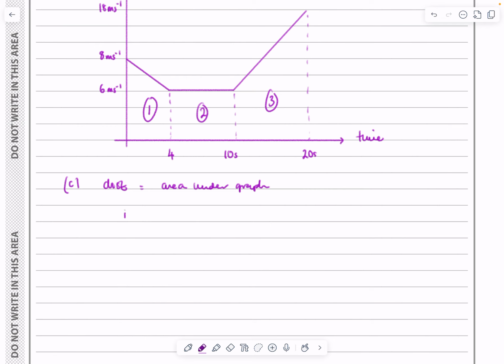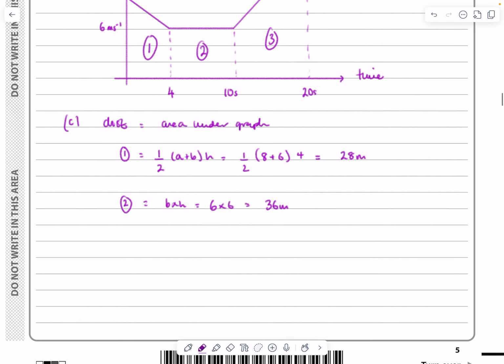So area 1 is going to be just half a plus b times h. We've got half, one length is going to be 8, one length is going to be 6, and the width of that is 4. Whatever that works out to be, that works out to be 28 metres. Area 2 is just base times height, and that's 6 across and 6 up, 6 times 6. So that's 36 metres.